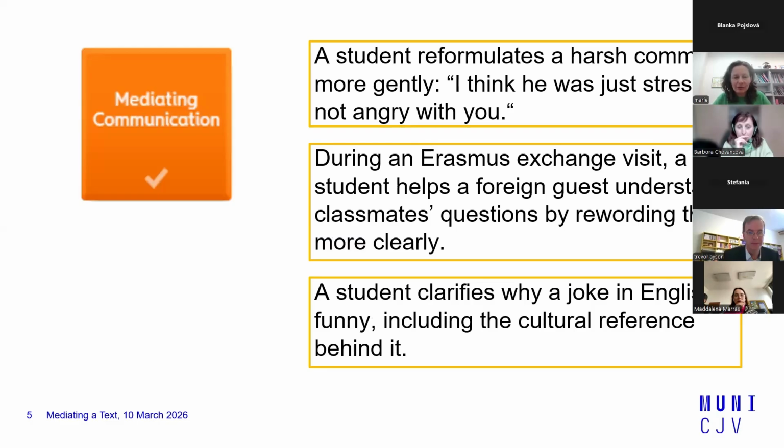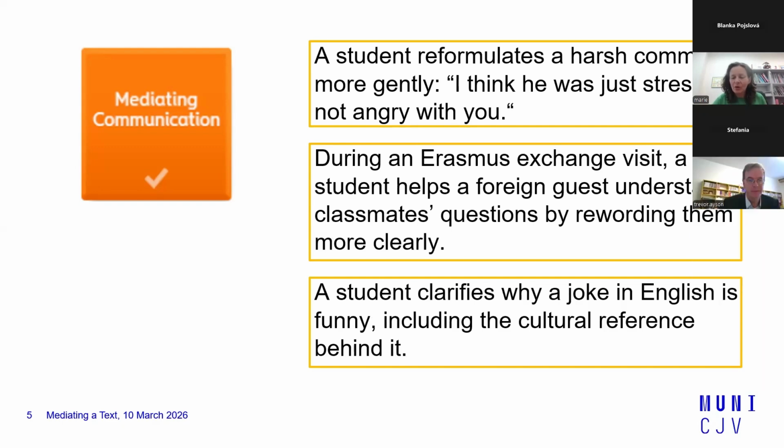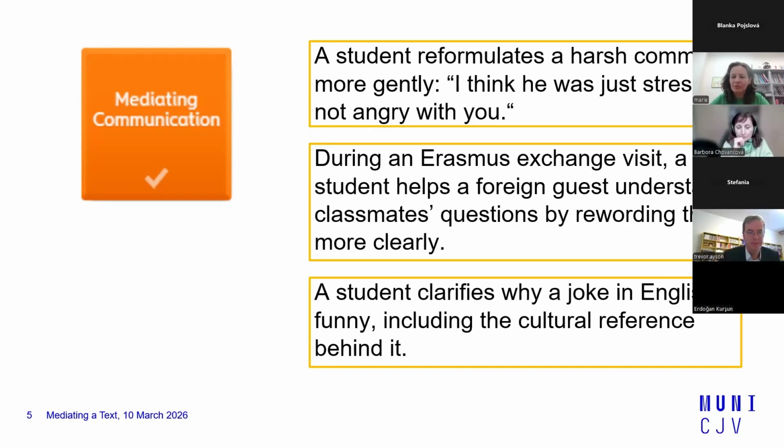Let's have a look at the following set of examples. These examples should illustrate mediating communication. These are the situations when in real life communication may happen, people do not understand each other very well. So for that reason, students may need to reform, for example, a harsh comment, or during an Erasmus exchange visit, students might help a foreign guest understanding the questions by reformulating it. Or, for example, a student might need to clarify some cultural reference behind a joke.